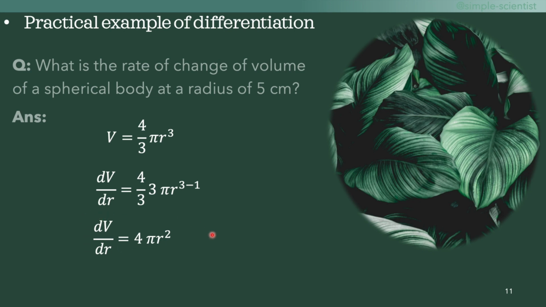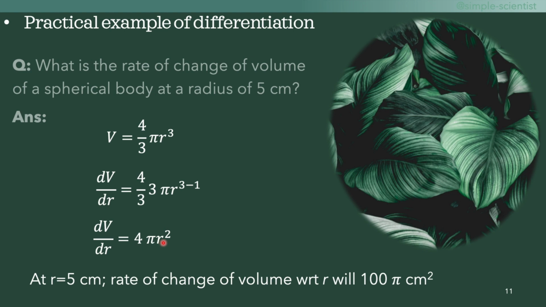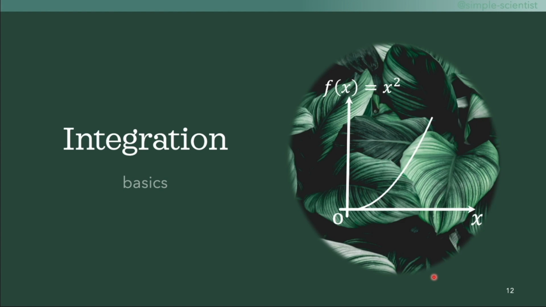Now this expression gives us a general variation of volume with respect to r for any value of r. So at r equals 5 cm, we can just put r equals 5 here, and then the answer would be 100 pi centimeters square. So far so good. Now coming to integration.